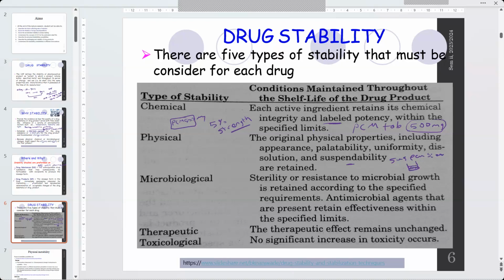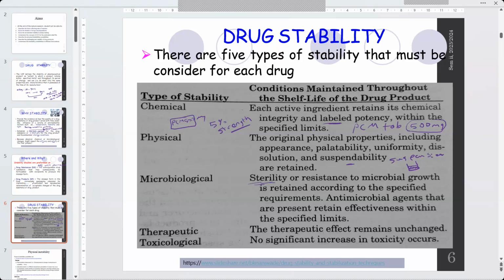Okay, microbiological stability means I don't have any abnormal growth of microorganisms. The content of microorganisms is the same, it doesn't change. For example, you have a sterile dosage form, like injections. It should be sterile, meaning zero microbes, zero microorganisms in this dosage form. So it should be sterile upon production and remain sterile during the shelf life.